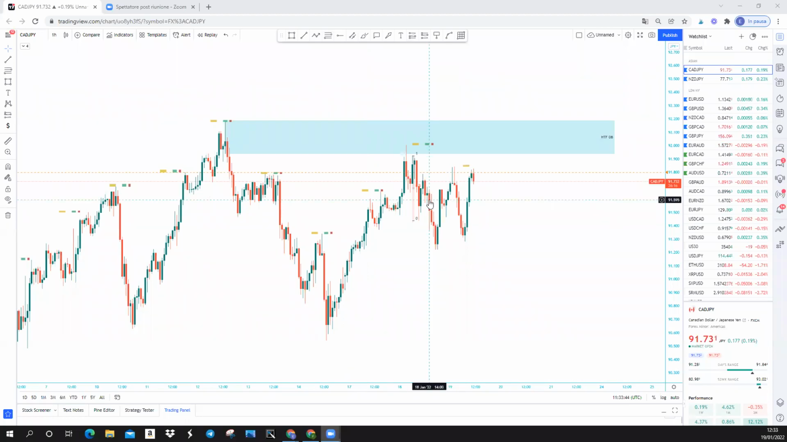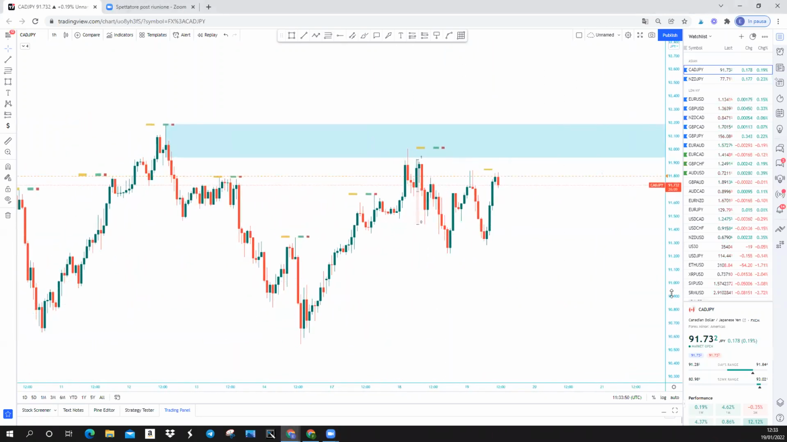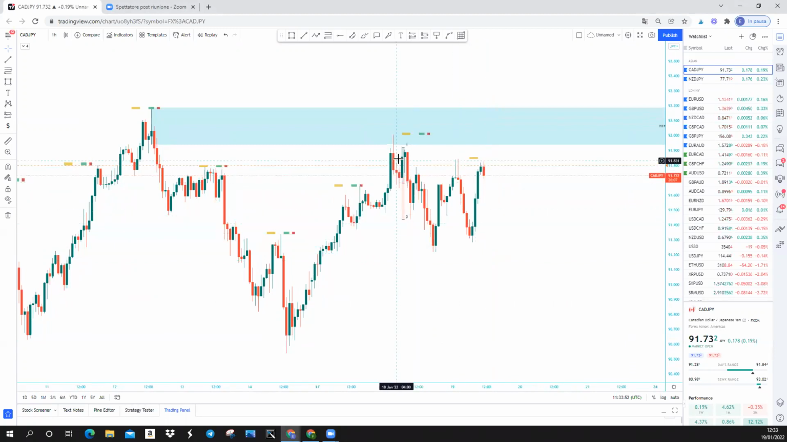And now I will go over what I have on my watch list and what trades I'm looking to enter today. So we will do both of these things. First of all, CAD-JPY from yesterday. Yesterday we had a really good trade from here, went to profit.